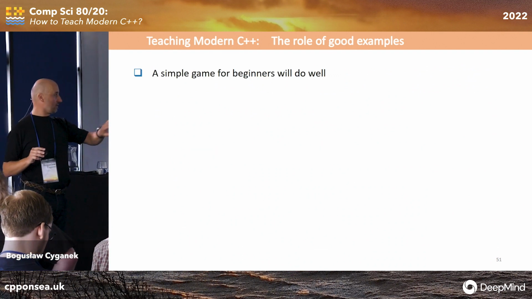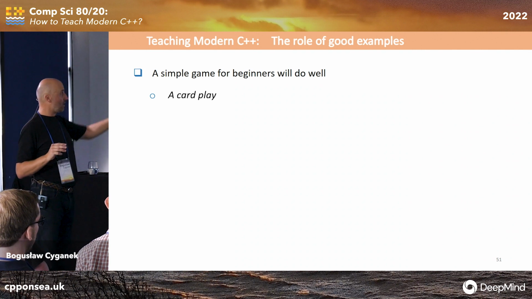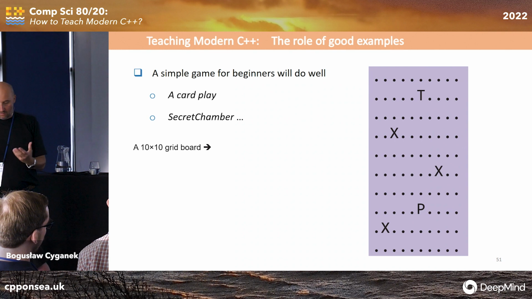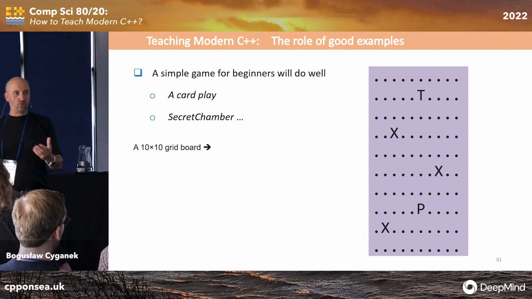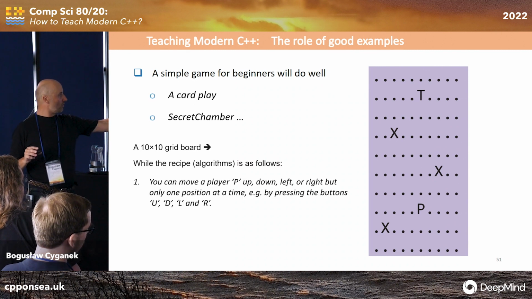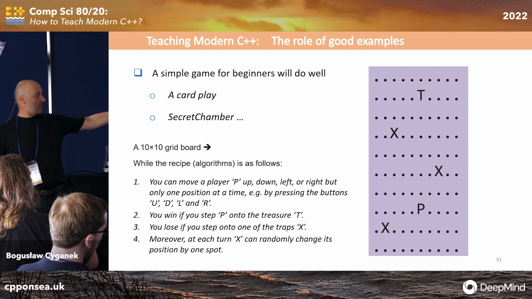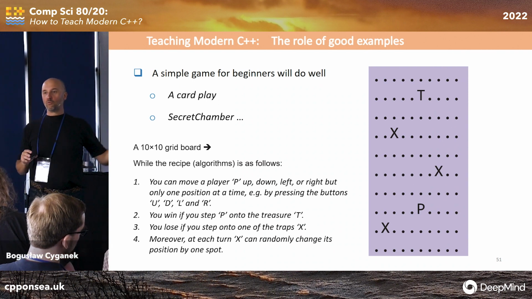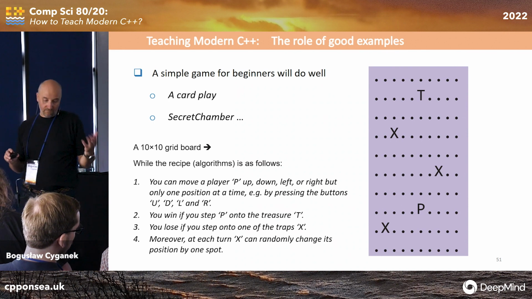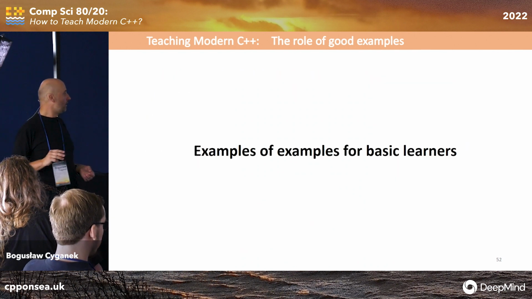So examples for beginning. We don't have much time. A simple game for beginners, card play, good, or secret chamber. Remember, we don't have classes, we don't have GUIs yet, but in the terminal we can do something like this and describe the algorithm in terms like this. So the work for students is just to transform this algorithm into the program. We found out that such a group of example projects is very rewarding and fun.